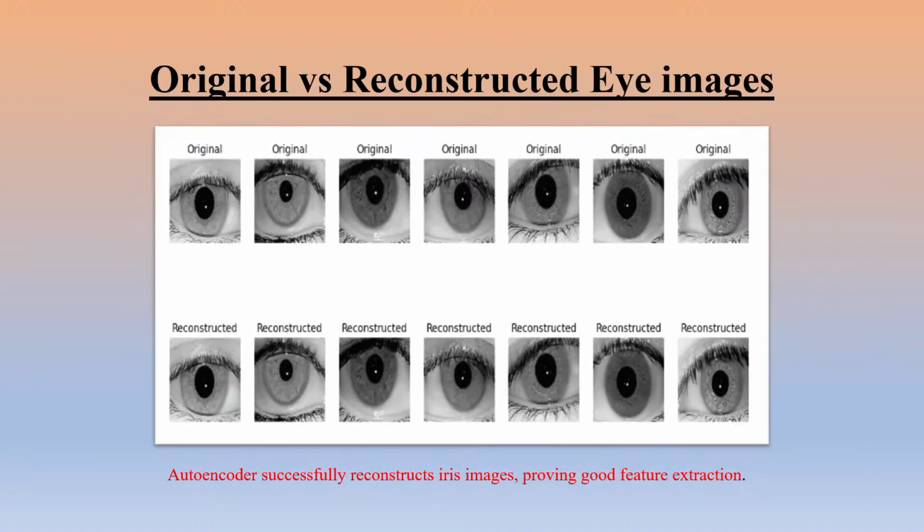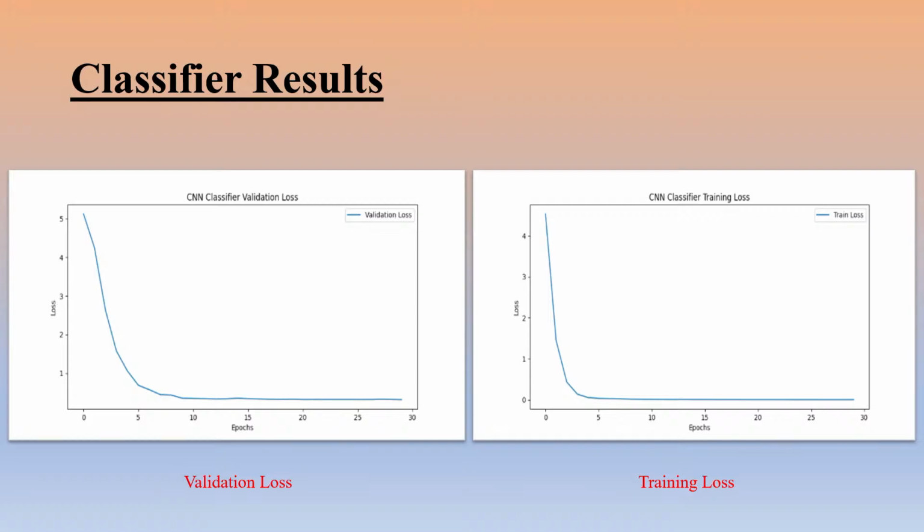This is the original versus reconstructed eye images, with the original images in the top row and the autoencoder's reconstructed images in the bottom row. It is visible that the autoencoder is constructing nearly good images, close to the original input. And this is the result of the classifier.